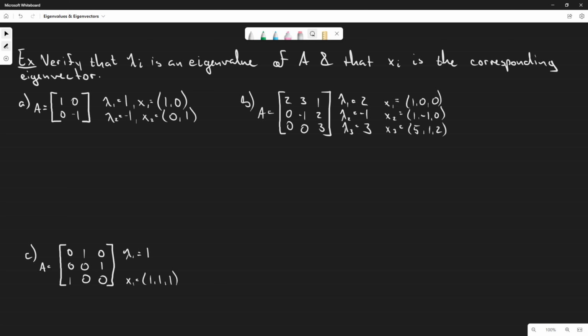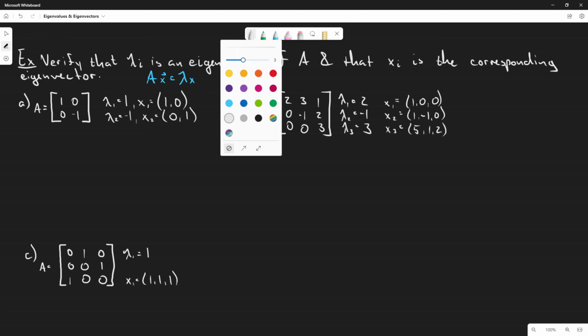In this example, we're going to be skipping the steps of finding the eigenvalues and eigenvectors, and we're going to be confirming that the eigenvalue and corresponding vector is one of the matrix A that we are given. This is pretty much highlighting the idea that A of x is the same thing as lambda x. So we're just going to go ahead and get started with the first example.